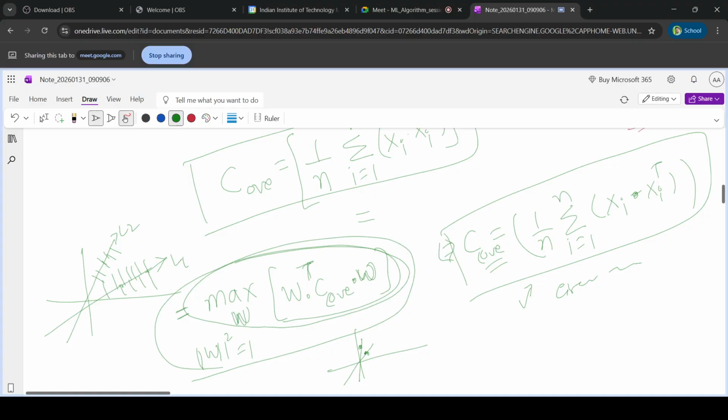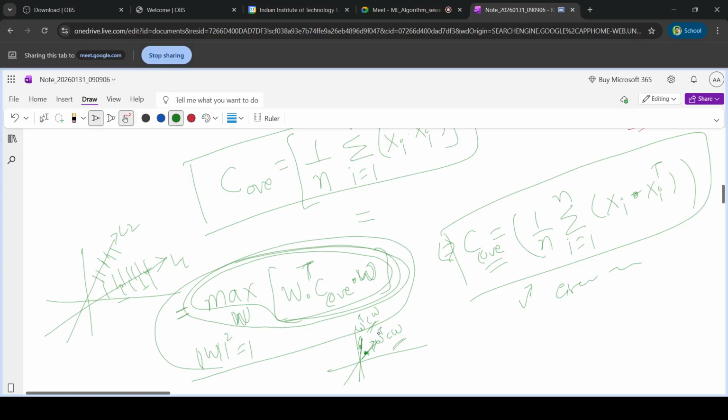Earlier we said minimum of this summation, but instead of saying minimum, we converted that min to max now. So we have to find the W which gives the maximum of W transpose CW. C is the covariance matrix. You have to figure out the W which gives the maximum of CW, whether you should go with this or with this. This way you will understand which line is the best for my purpose.